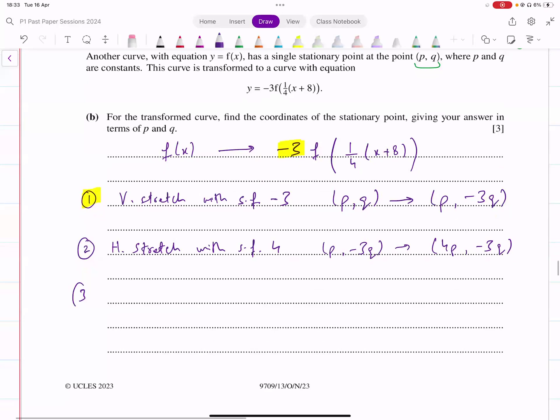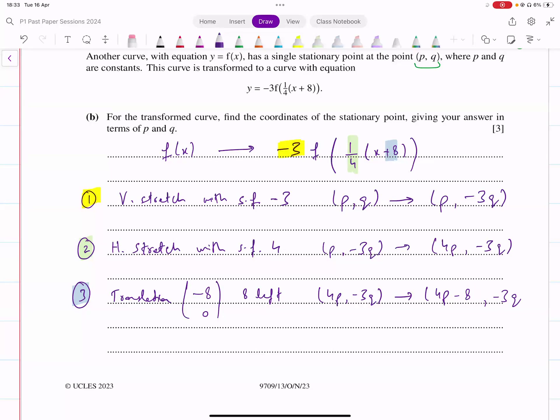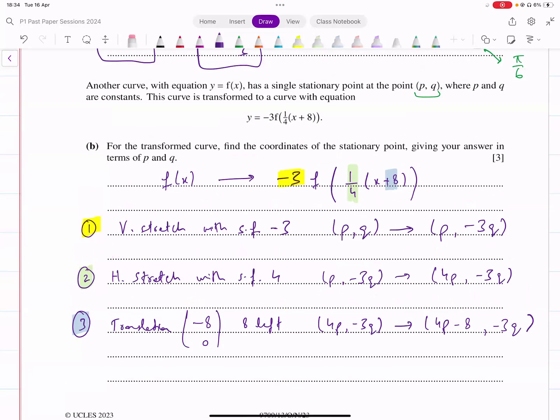Okay. And then we do the third transformation. That's +8 here. So this was 1/4, the horizontal stretch. And then we have this +8. That's a translation. +8 means it's going toward the left. So it's translation by -8, 0. It's going to the left. But writing down the vector is not important here because we just need to write down the final coordinates. What happens in this case? We're going 8 units to the left. So what do you get? You had already gotten to this point, 4p, -3q. Where do you go next? In the x coordinate, since you're going 8 units left, you would say this is 4p - 8 and -3q. This is the final result that you get from this. 4p - 8 and -3q. That is where this turning point goes at the end.